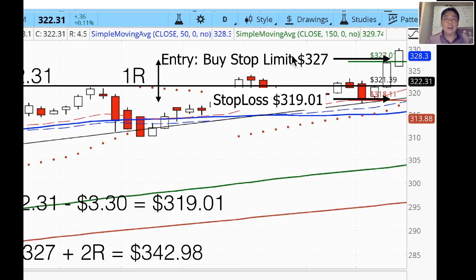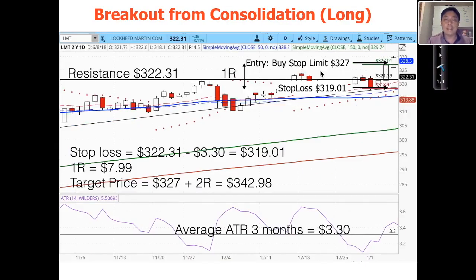Right? So again, you place the limit order slightly above the stop order. But the limit order should be no more than 0.1 ATR above the stop order. No more than 0.1 ATR. Okay? Okay, so that's our buy order at 327.